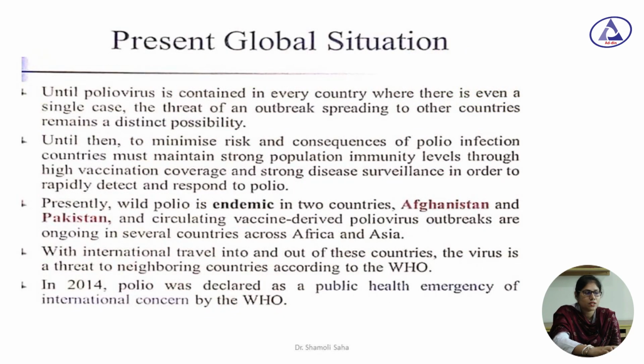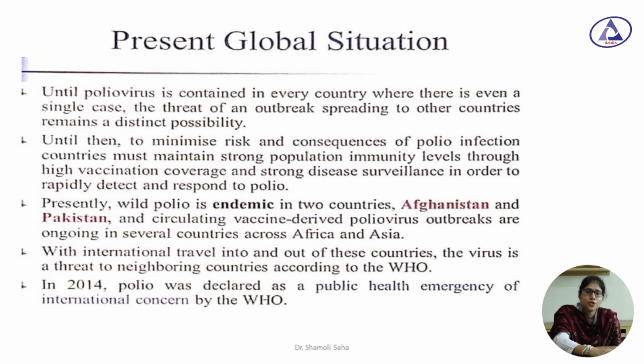What is the present global situation? Presently, wild polio is endemic in 2 countries, Afghanistan and Pakistan, and circulating vaccine-derived poliovirus outbreaks are ongoing in several countries across Africa and Asia. Until poliovirus is contained in every country where there is even a single case, the threat of the outbreak spreading to the other countries remains a distinct possibility.